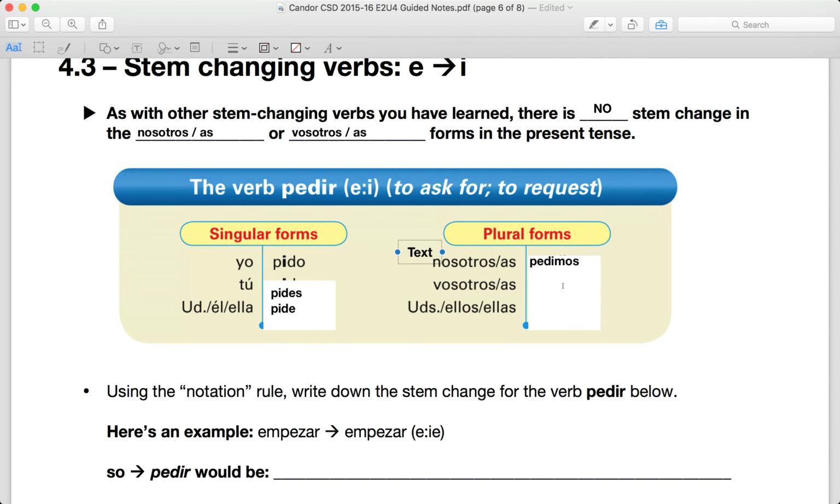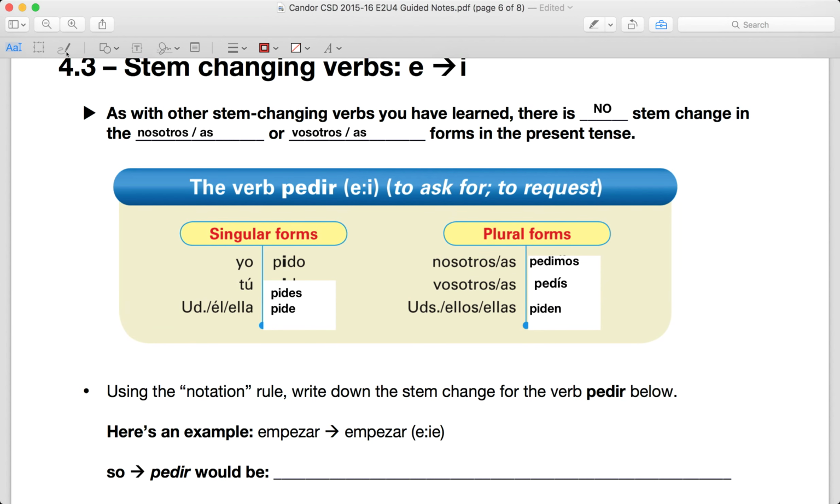Vosotros is again outside of the boot. So we're going to keep our stem as PED. And this time, it's going to be I with an accent, S: pedís. Same exact thing is going to happen inside the boot with ellos, ellas, ustedes. So remember, it's not PED anymore, it's PID: piden. So we've got all together: pido, pides, pide, pedimos, pedís, and piden.